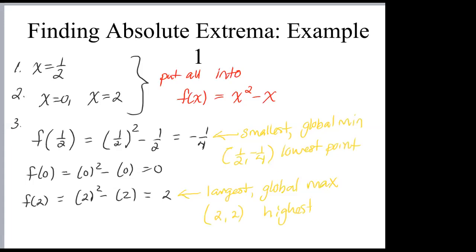So the location of the global minimum is 1/2. The value is -1/4. The location of the global max is 2, and the value is also 2. So that is how we would use the extreme value theorem to find global max and global min.